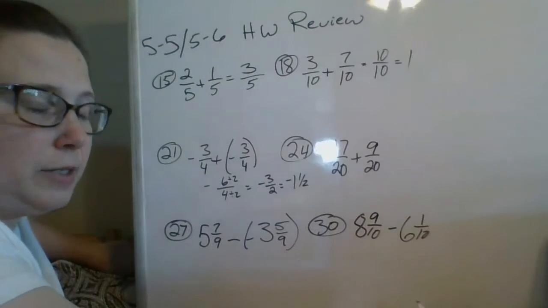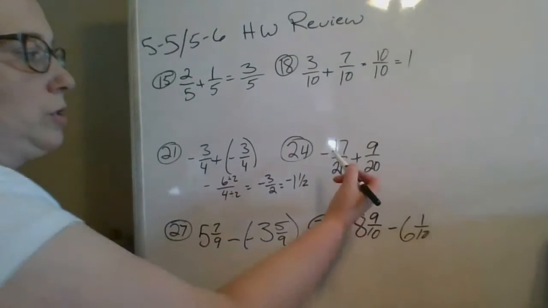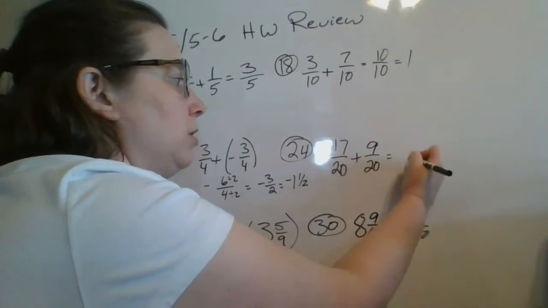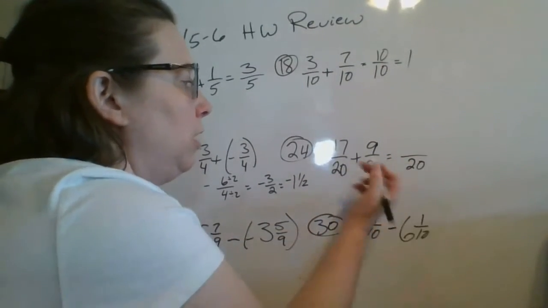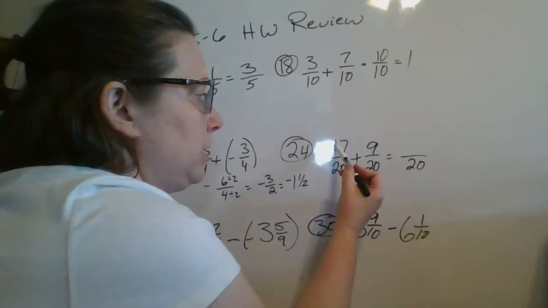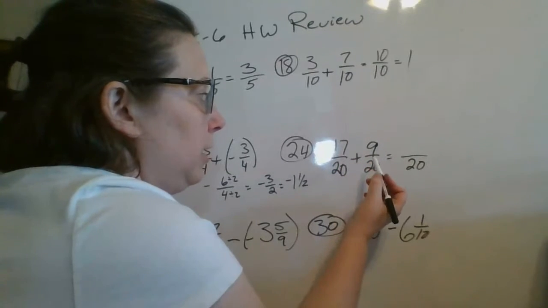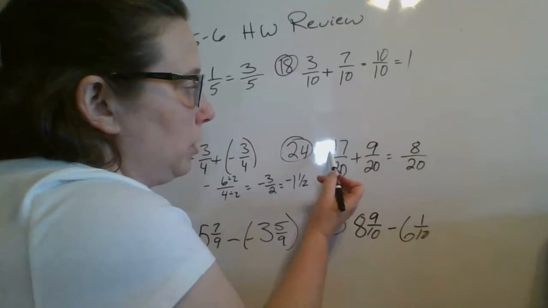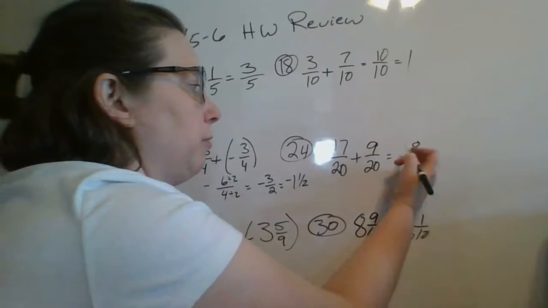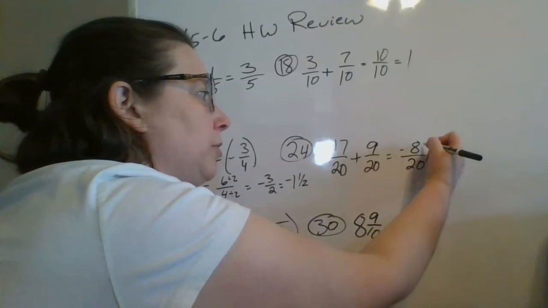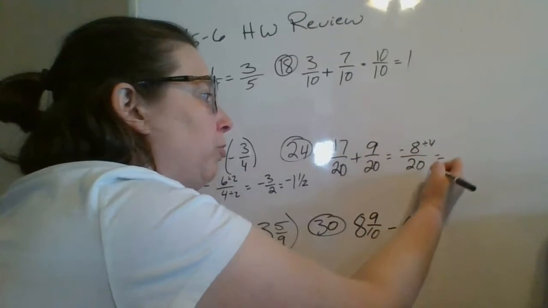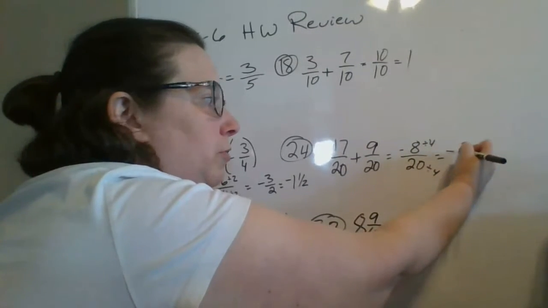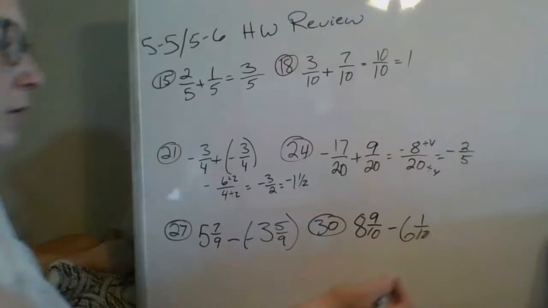The next problem, we have different signs. So same signs add, different signs subtract. So since we have different signs, we're gonna subtract. Our denominator will still be 20, but we're gonna take 17 minus 9, which would be 8. Our answer is going to be negative because our bigger number was the negative one. And then we can reduce here by dividing by 4. So our answer becomes negative 2/5.